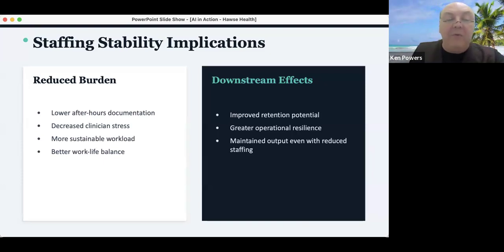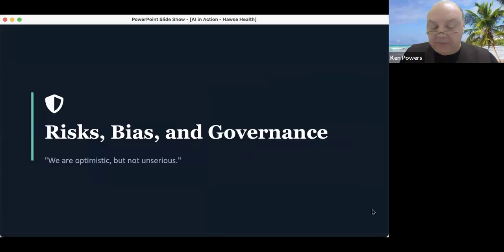Obviously, that's a more sustainable workload, both in terms of retention, but also in terms of each clinician feeling like, oh, this is doable. And then we see this better work-life balance. So improved retention potential, greater operational resilience, and maintain output even when the staff is reduced. These were all some of the staffing stability implications that we were seeing. Okay, back to John.